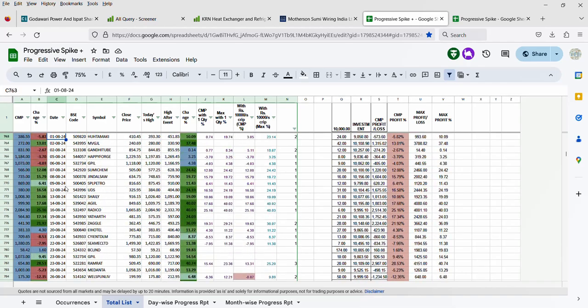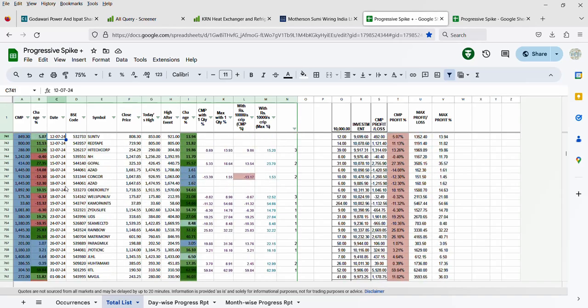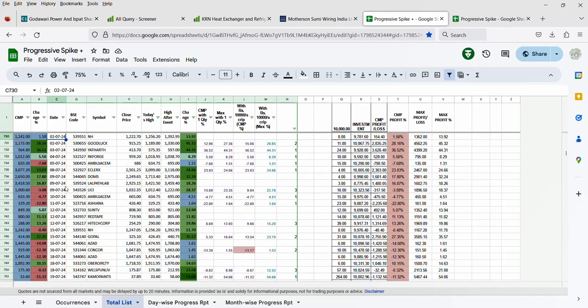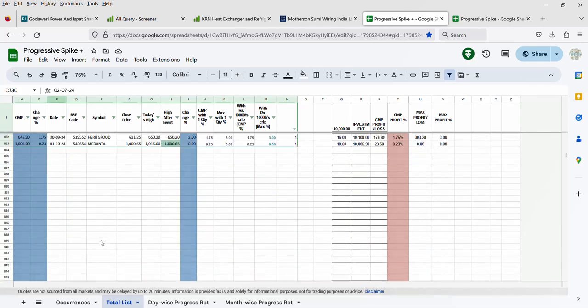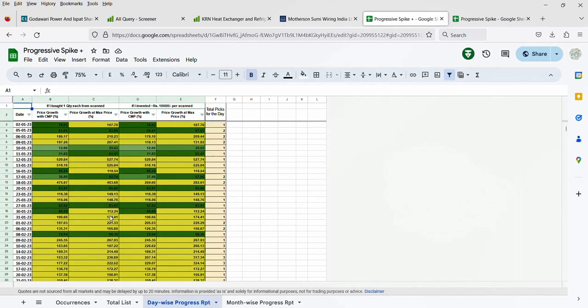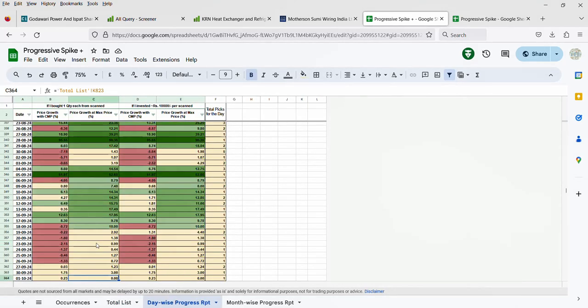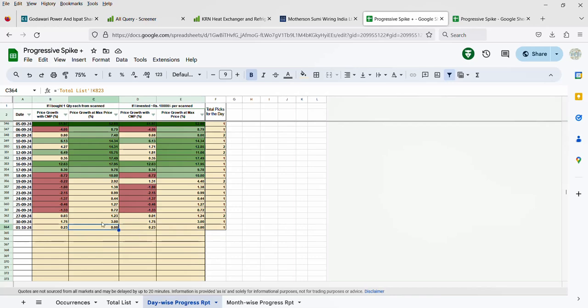By virtue of experience, I am telling that many of them have proven in the earlier period. That is why the screener is updated on a regular basis. The values are updated as much as possible. Here the third sheet is the day-wise performance, the progress report.